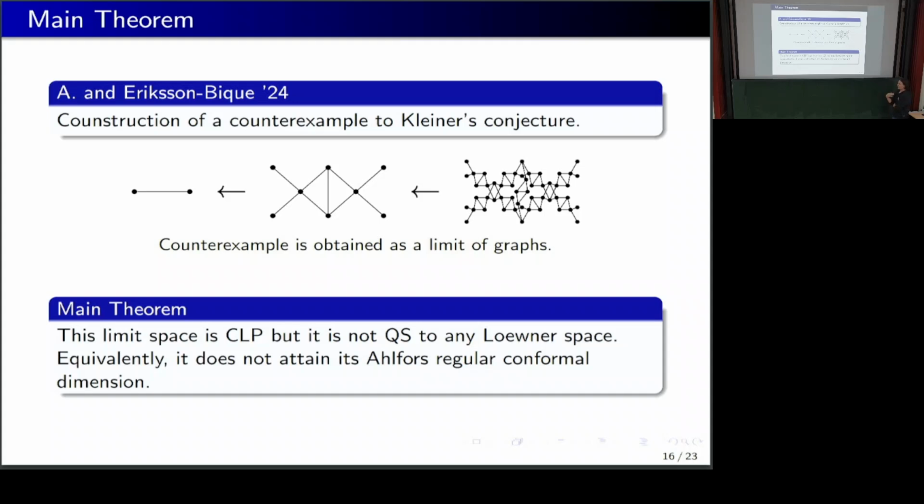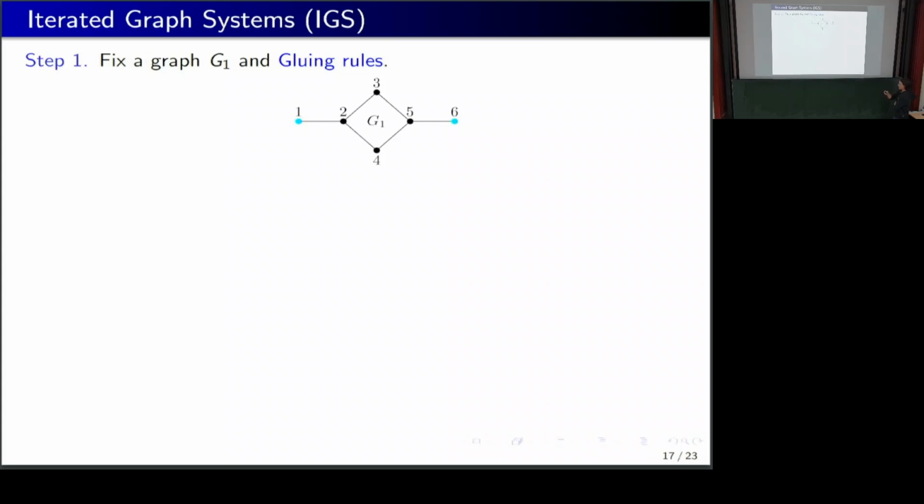So now my goal is to explain, very roughly, why this is the case. First of all, in our paper we introduce a general construction of fractal spaces using these kinds of graphs. This construction is called iterated graph systems. It is basically a discrete iterated function system, so that's where the name comes from. Here, the first step is to fix some connected graph, and something that we call gluing rules, whatever they are. So in this example, I fix my graph to be this one.